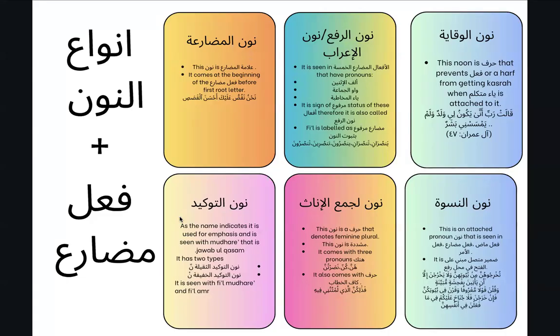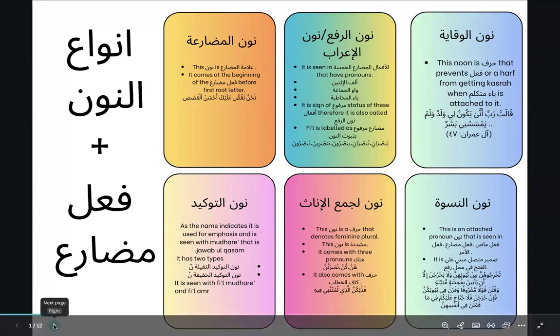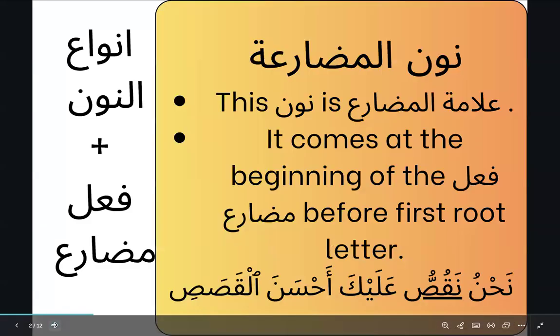The noons that can be seen with fi'l mudari include nunul mudariya, nunul rafa or nunul i'rab, nunul waqaya, nunun niswa, noon li jamail nas, and nunul tawkid. We are going to go over each one of them one by one. So the first type of noon that you are seeing on my screen is nunul mudariya.